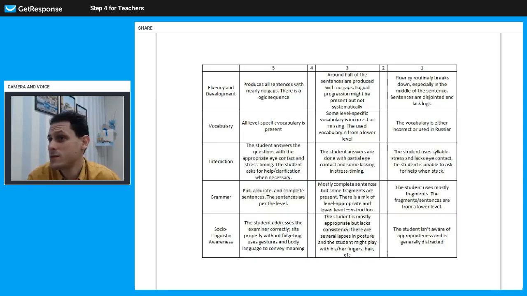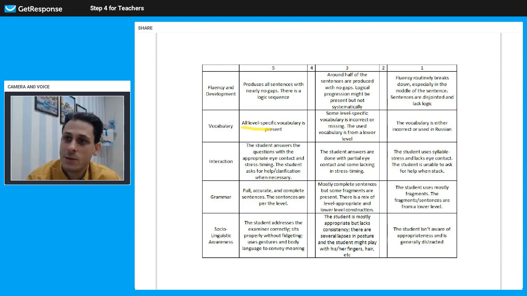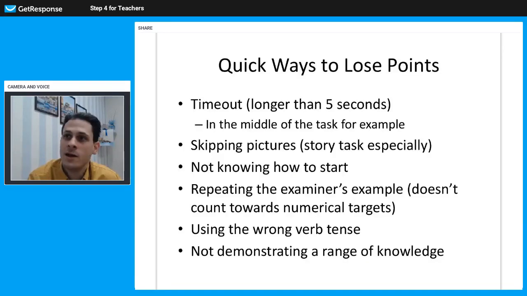When we get to the grading, it's essentially evaluated the same as some of the others. And what's important is everything should be level specific. So using A1 language here is acceptable in some cases, but it definitely leads to a loss of points. A lot of students fail because of this.